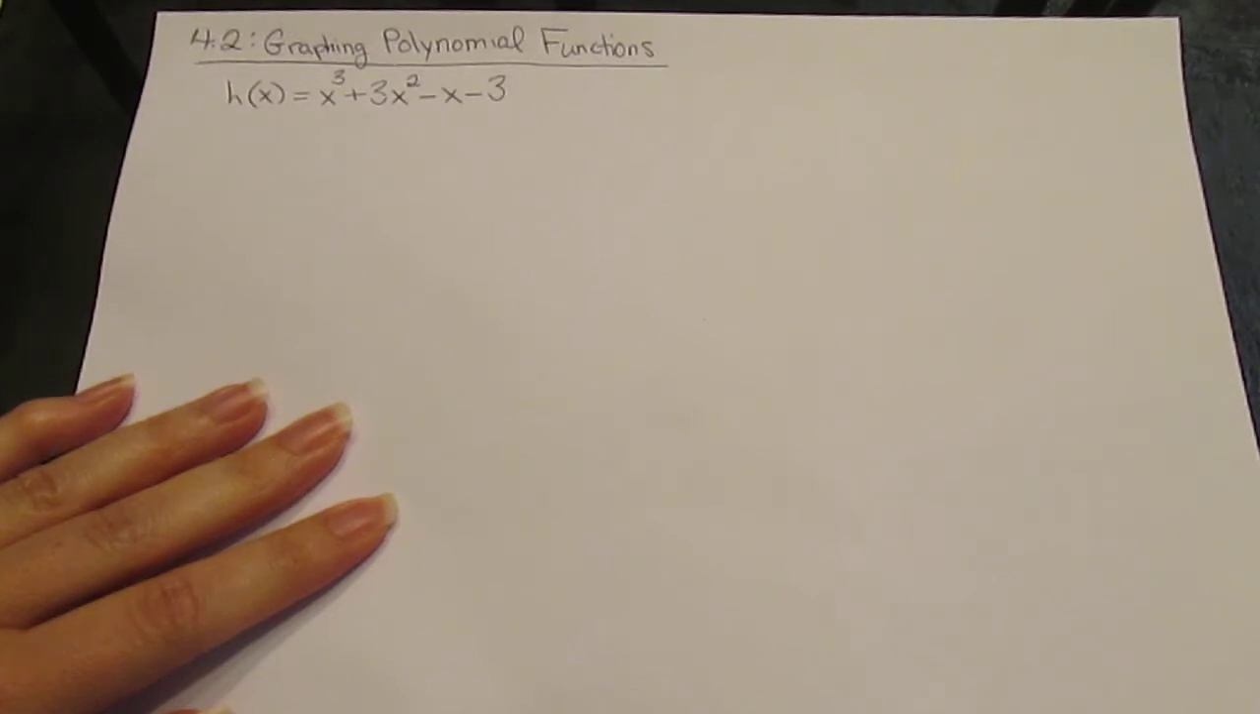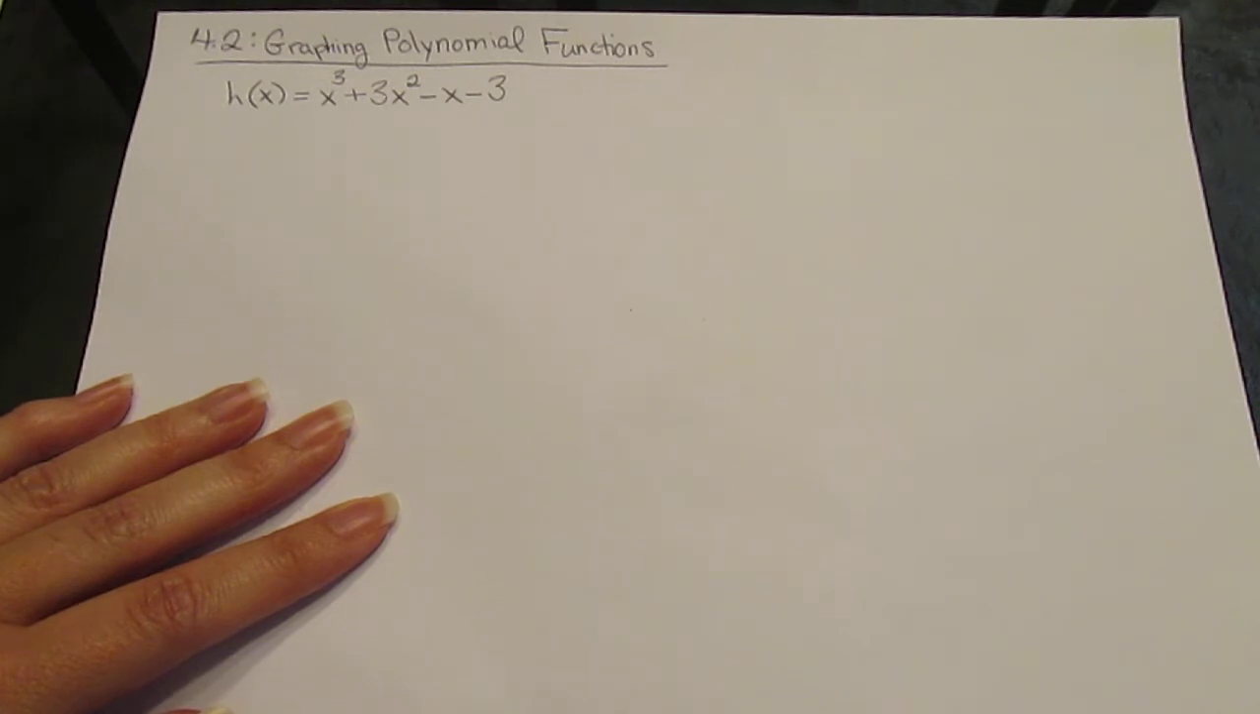Today we're working on section 4.2, graphing polynomial functions. I am going to only graph one of these in this video, but if you're in my class, you'll find more examples and definitions in the notes. And make sure to look on the homework page because it has written instructions on the steps we take to graph a polynomial function. So I've written down the first one for us. h of x equals x cubed plus 3x squared minus x minus 3.